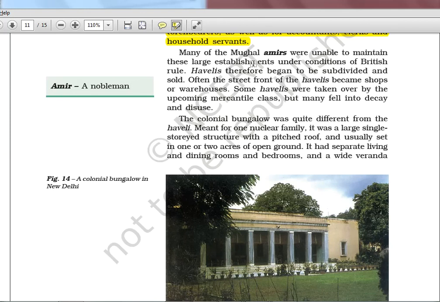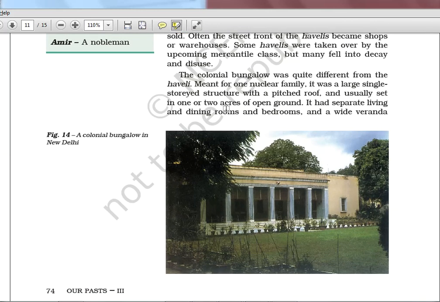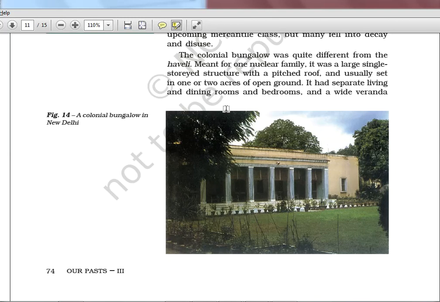Many of the Mughal amirs were unable to maintain these large establishments under conditions of British rule. Havelis therefore began to be subdivided and sold. Often the street front of the Havelis became shops or warehouses. Some Havelis were taken over by the upcoming mercantile class, but many fell into decay and disease. The colonial bungalow was quite different. One picture is shown here, a colonial bungalow in New Delhi.